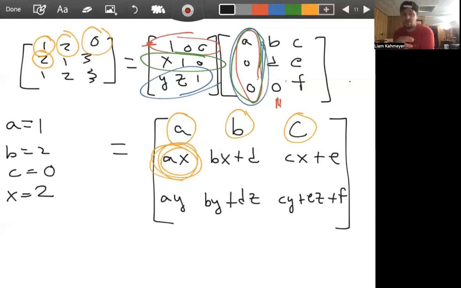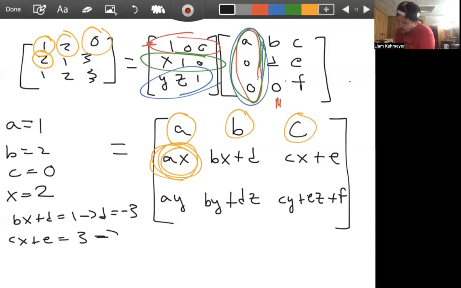Right? Because AX has to be equal to 2. And then we have BX plus D has to be equal to 1 because we set the A22 entries equal to each other. And we know B and X are 2. And so this would imply D is -3. And then we have CX plus E equals 3. But then C is 0.